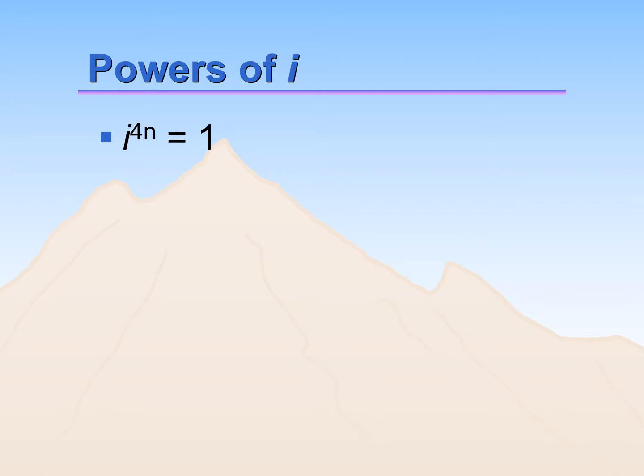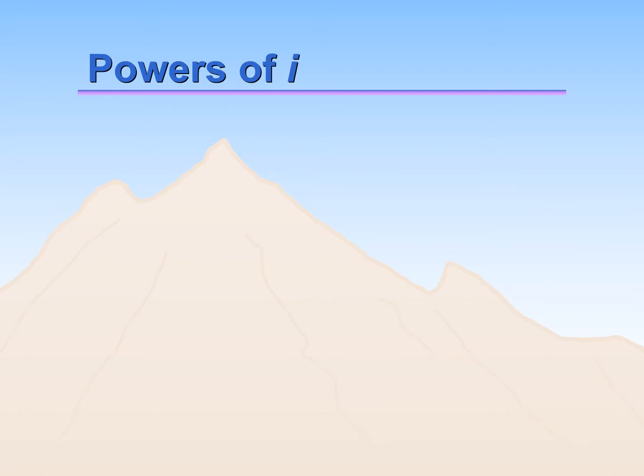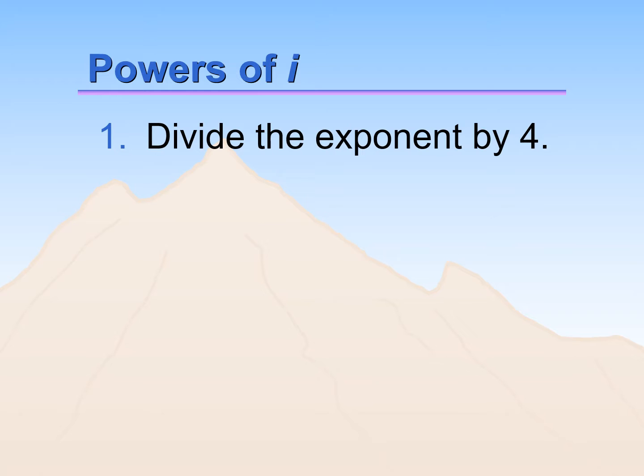Again, the pattern is if the power is a multiple of 4, then it's going to be 1. If it's a multiple of 4 plus a remainder of 1, it's going to be i. A multiple of 4 plus 2 would be -1. And a multiple of 4 with 3 as a remainder is going to be -i. So let's restate that rule again as steps. Here are the steps on how to find powers of i.